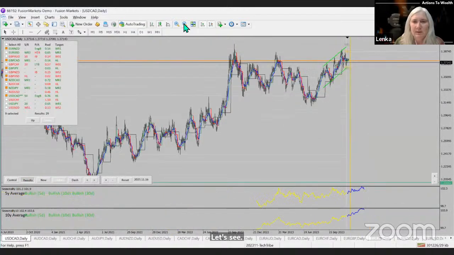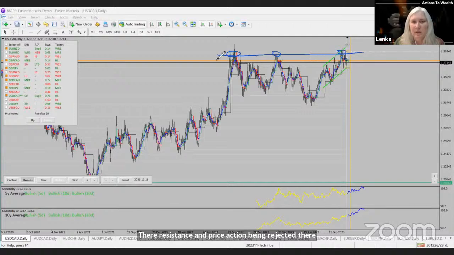If I zoom out a little bit, you will see that we have this level here of resistance, with price action being rejected there multiple times, and the price action has not been there for quite a few years. So I'm looking to see if we get some kind of rejection of this area, and probably looking for short opportunities there.